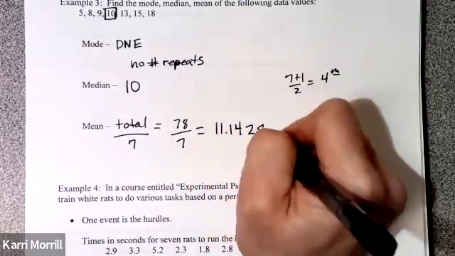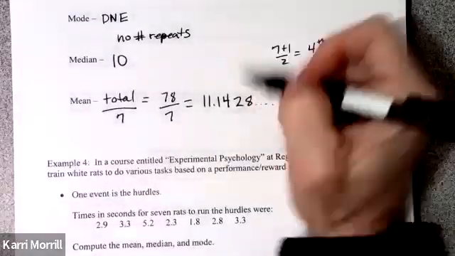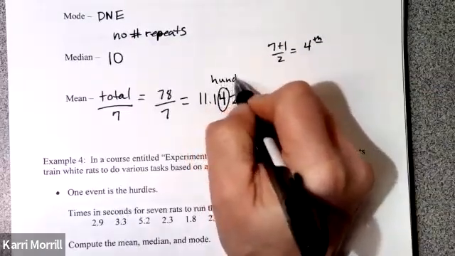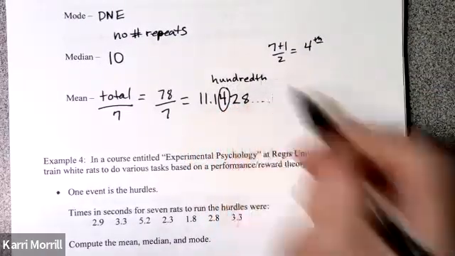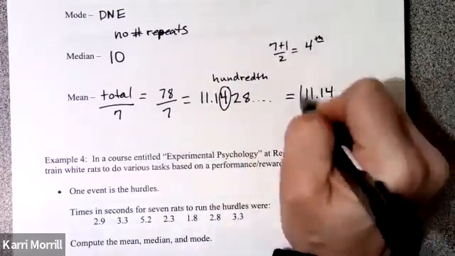So this would probably be a good example of when you would be given rounding instructions. So let's say we're rounding to the nearest hundredth. I'm just going to make up my instruction. So we would say that that would be 11.14.